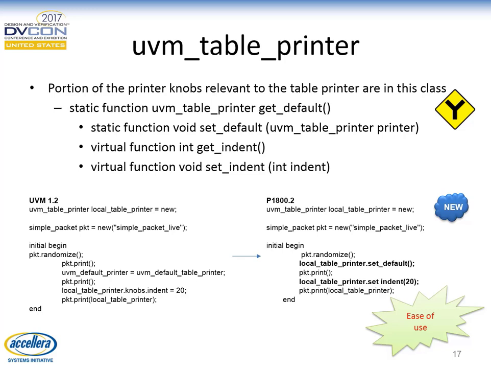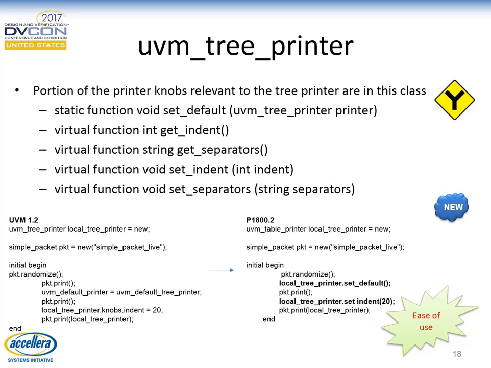You don't have to remember all of these. And if you have all of these common things set in a common class, and then had that being a part of the library, you would have a consistent look and feel across all your simulations. This makes it easy to use. The same is true with the tree printer. It's got get set separators, and basically, it's the same sort of thing.